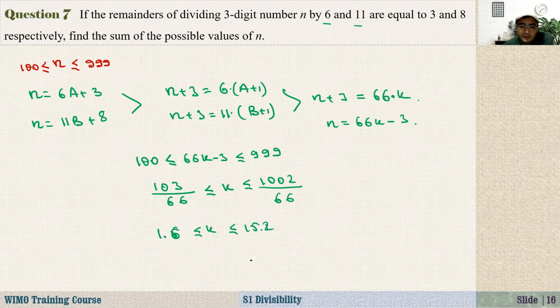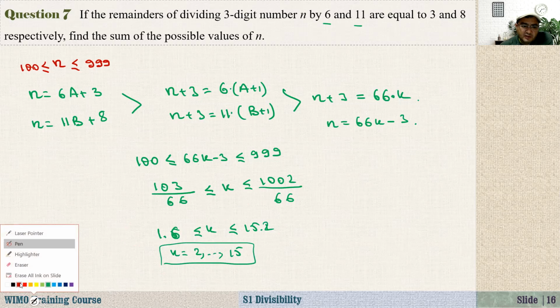Or let's say 2. So actually, since k is a natural number, what are the possible values of k then? That is, k is starting from 2 until 15, right? So those are the possible values of k. In the question, we need to find the sum of these numbers. What is n actually? n is 66 minus k, right?